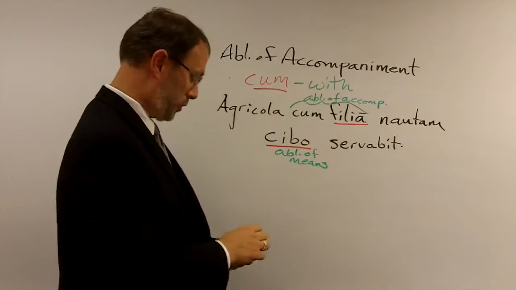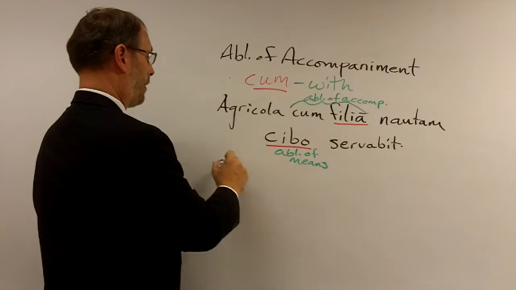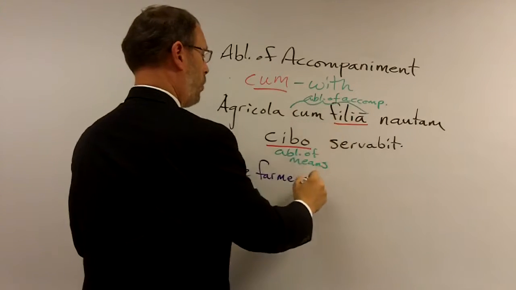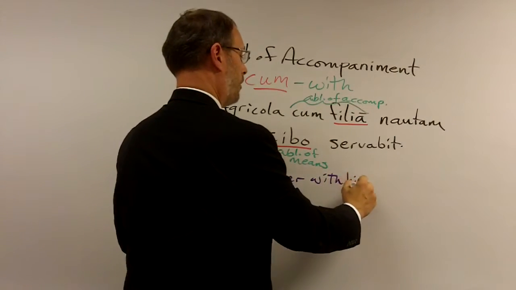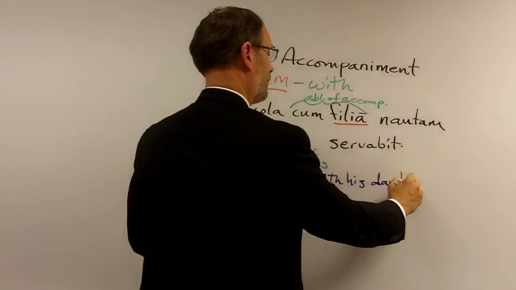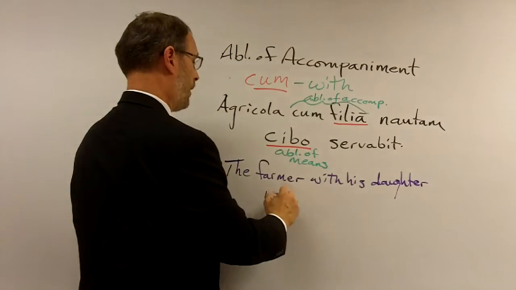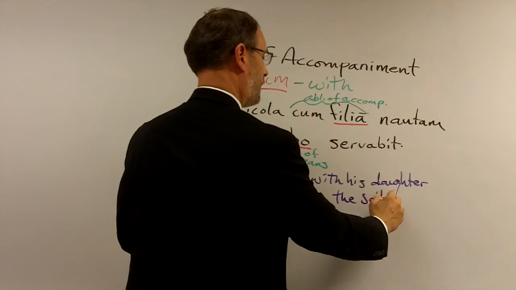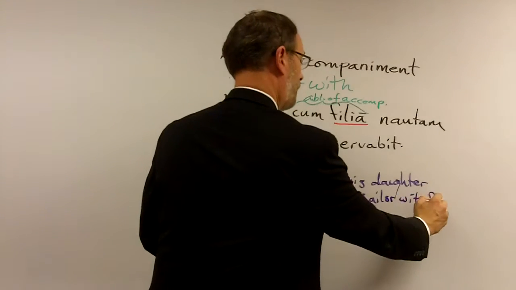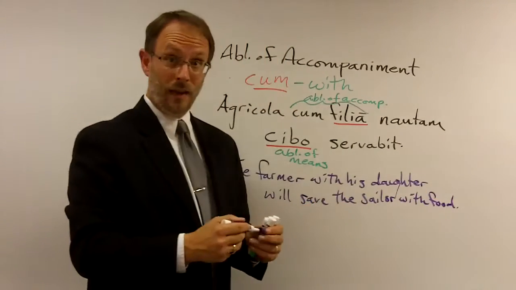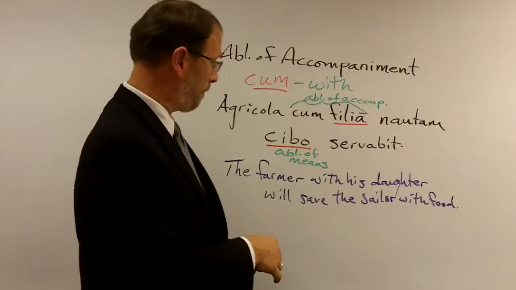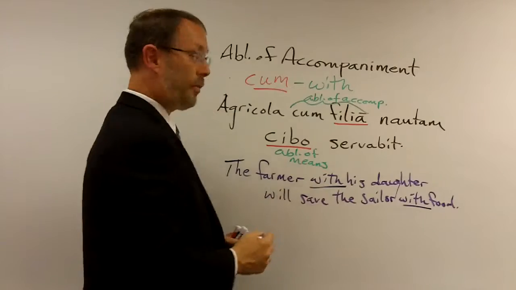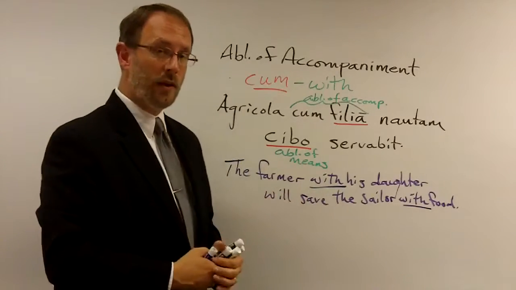Now notice how these things are translated. We've got the farmer with his daughter will save the sailor with food. Notice that in English, we've actually used the word with two separate times. We've got with food and with his daughter. Those are really two very different senses.